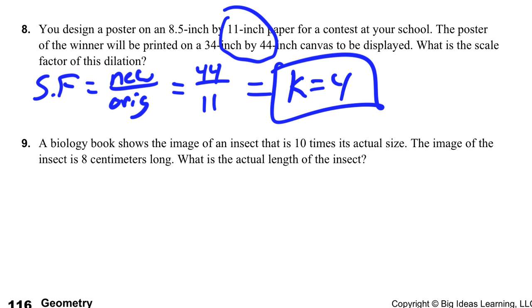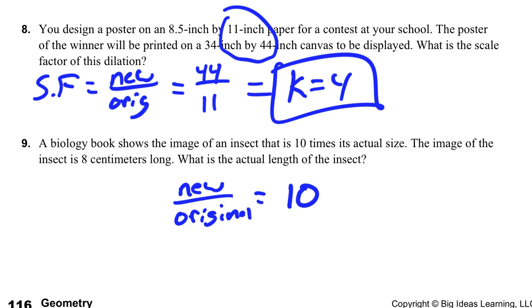Number 9 shows an image that's 10 times the actual size. The image is 8 centimeters long. What's the actual length? So we have the new image, which is the book, divided by the original. This is how we need to think of this. Now it says the book shows the image is 10 times the actual size. So this needs to be a scale factor of 10. So how do we do that?